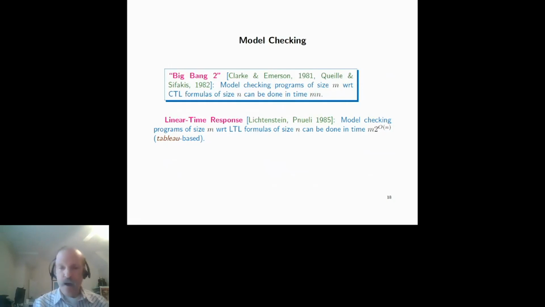Pnueli, even though he introduced branching time logic, actually liked linear time logic better, and that's a whole other debate. We can spend an hour on that, but we won't now. In a follow-up paper, he showed that you can do model checking of a program of size m with respect to a linear temporal logic formula of size n in time which is linear in the program, but exponential in the formula. But they argued that programs are large and formulas are small, so this linear/exponential is practically reasonable. They use a method called tableau, which is borrowed from modal logic.